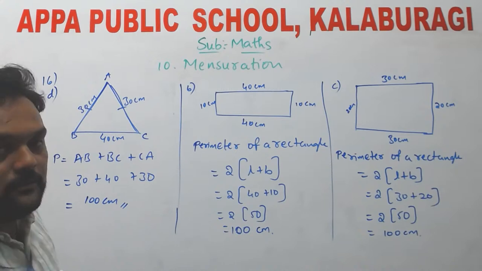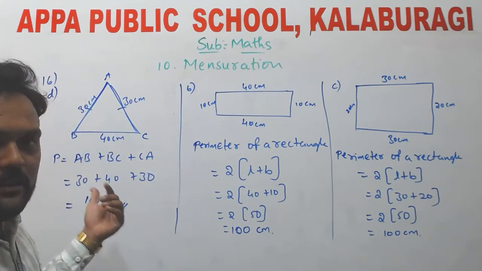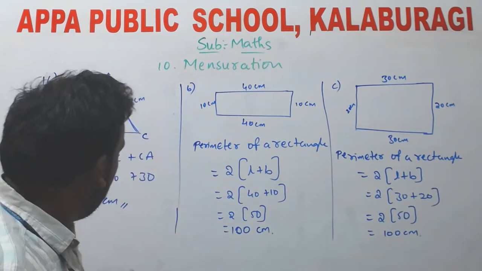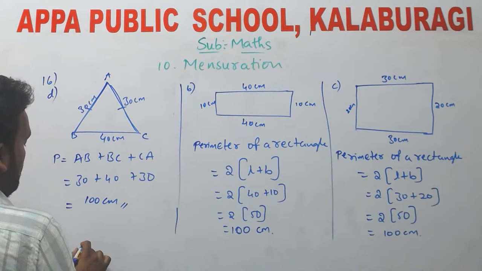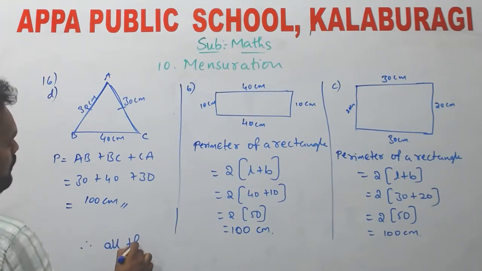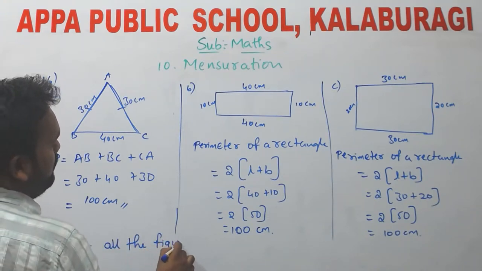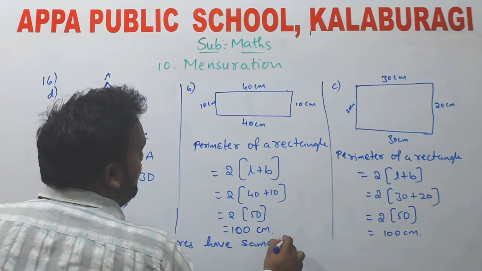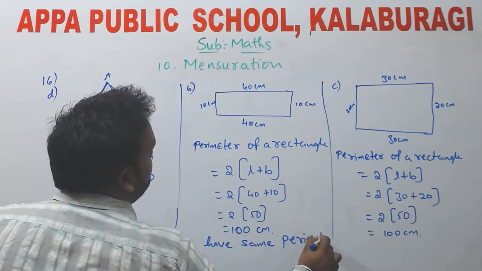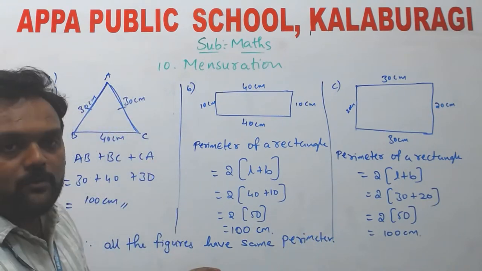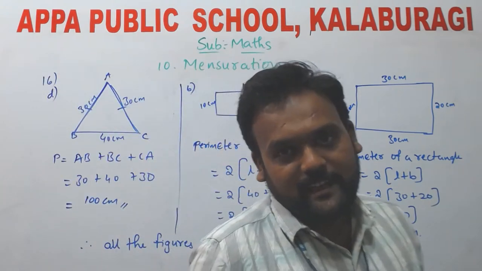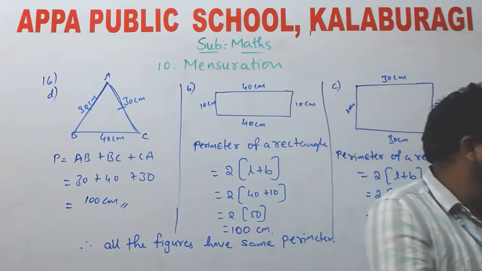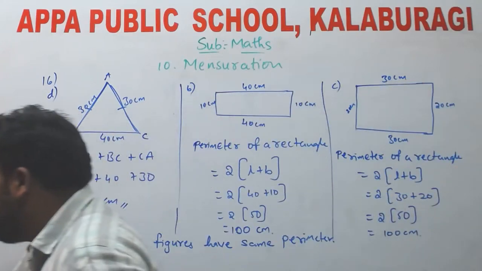You know, in all four, the first one is 100 centimeter, second one also 100 centimeter, third one also 100 centimeter, fourth one also 100 centimeter. Therefore, see, all the figures have the same perimeter. Is it or not? That is 100 centimeter. Is it or not, students? Yes. I hope you all understood. So next one is the 17th one.